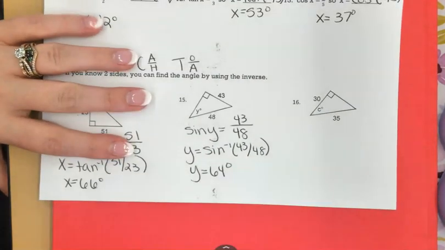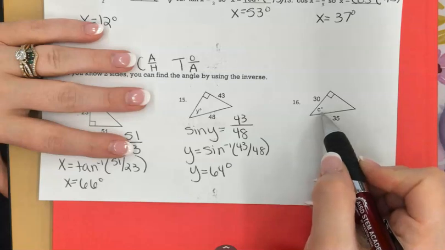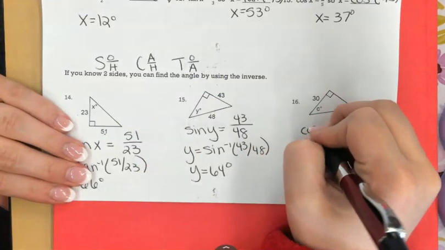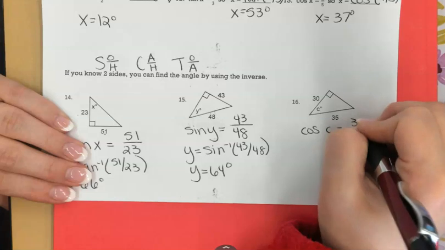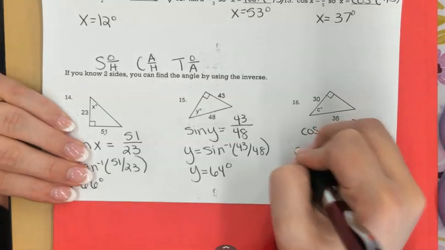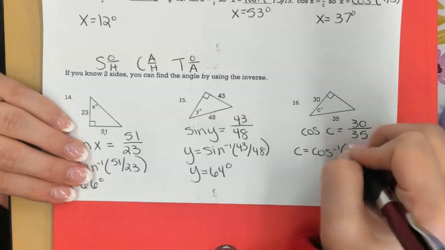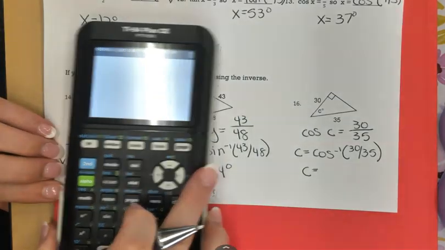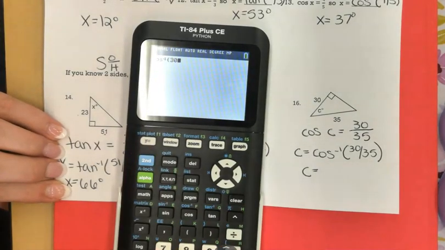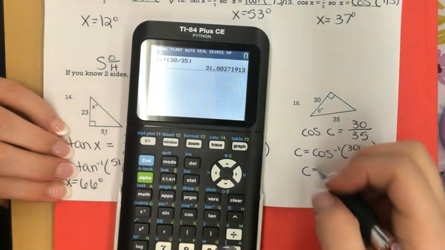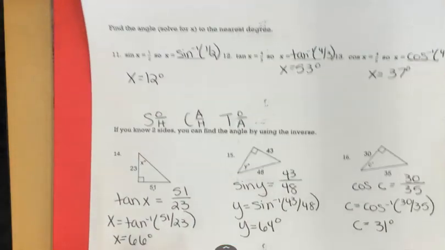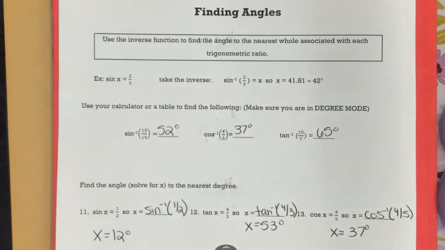And then last one, just for good measure, on 16, C is the angle I'm looking for. I'm given the adjacent and hypotenuse, so that tells me to use cosine. So the cosine of C is going to be adjacent 30 over hypotenuse 35. So I'm going to do the inverse cosine of 30 divided by 35 to find that C is approximately 31 degrees. So again, trig ratios are only for our right triangles, and we can use them to find missing angles as well as missing sides.